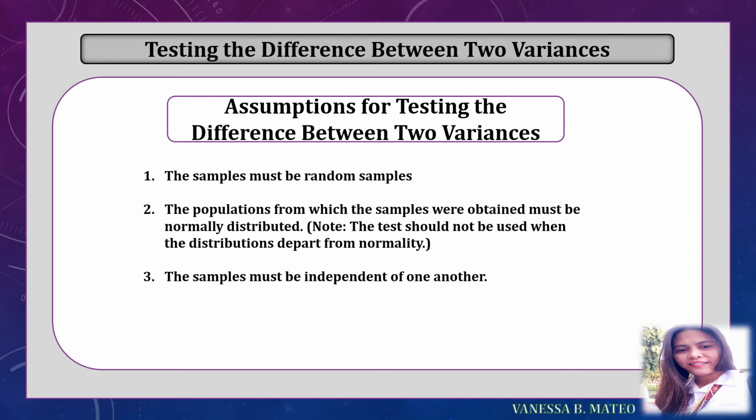Ito naman yung assumptions for testing the difference between two variances. First is the samples must be random samples. And then the populations from which the samples were obtained must be normally distributed. That is why we have a note here that the test should not be used when the distributions depart from normality. And last is that the samples must be independent of one another, of course.